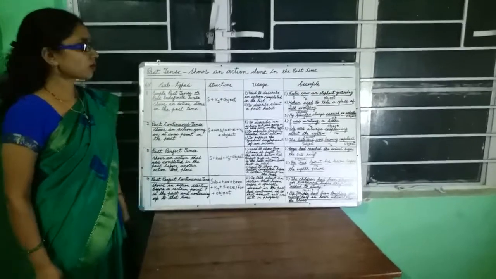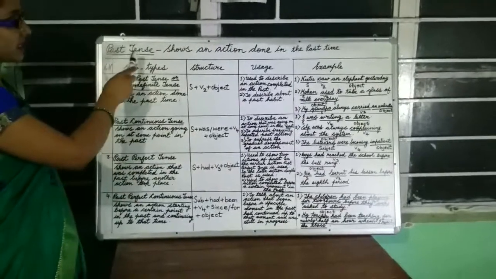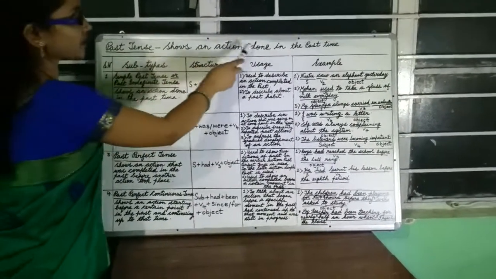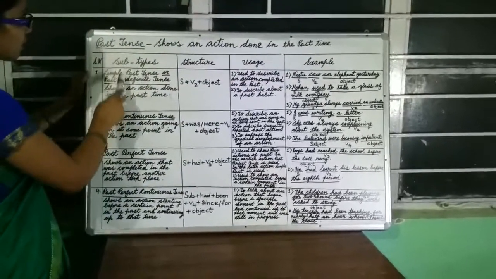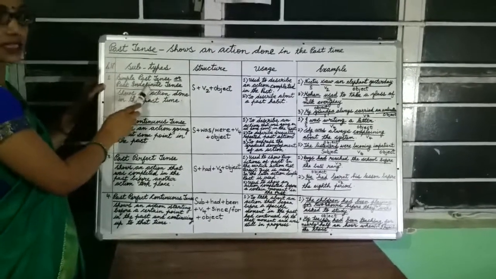Lecture 3 of tense. Now this is the total description of past tense. What is past tense? Past tense indicates or shows an action done in the past time. Now coming to the subtypes of past tense. The first one is the simple past tense. It is also called past indefinite tense.